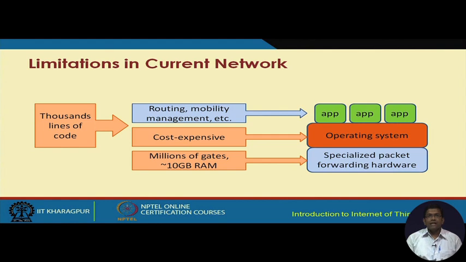This is the challenge with these networks. Each of the switches in these networks has specialized packet forwarding hardware, its own operating system, and runs its own different applications with respect to routing, mobility management, and so forth.